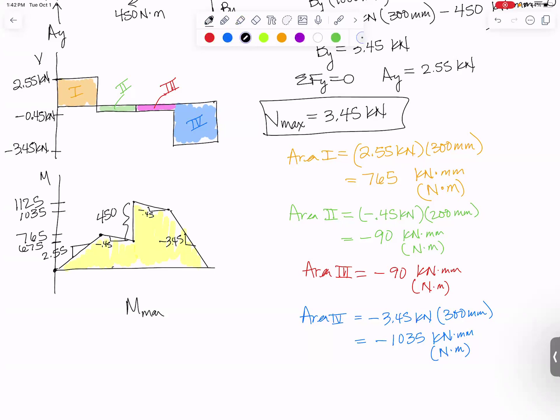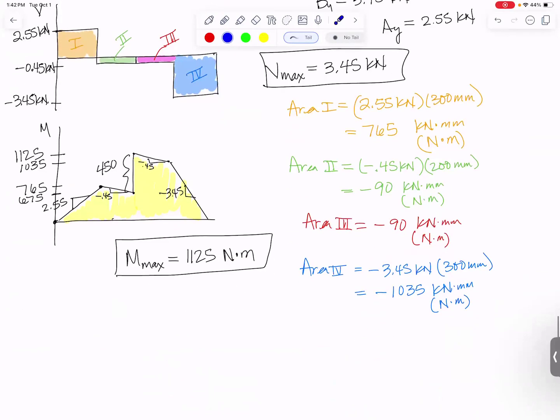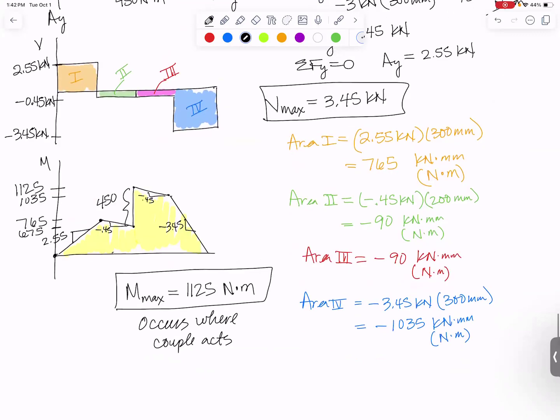Moment max, hey, that's going to be that 1125, call it newton meters. It occurs right there underneath the couple. Occurs where that couple acts. And that's the end of the shear force and moment diagram example.